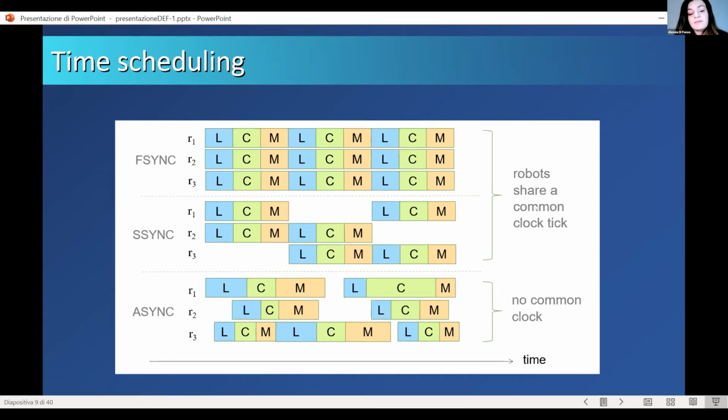And the choice of the model impacts the challenge of the problem. It's more difficult to coordinate the robots to reach a common goal.